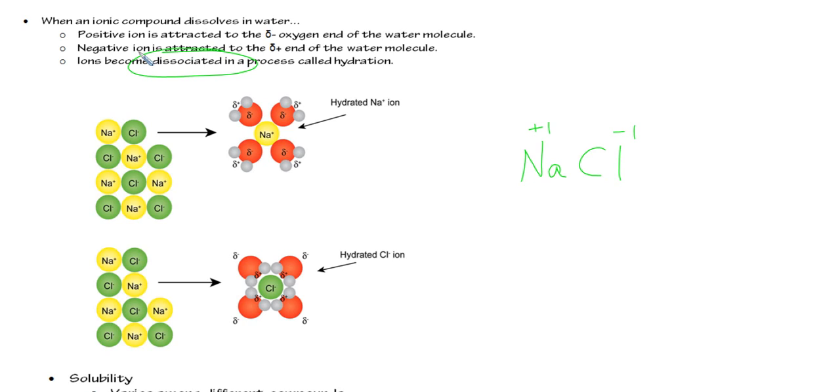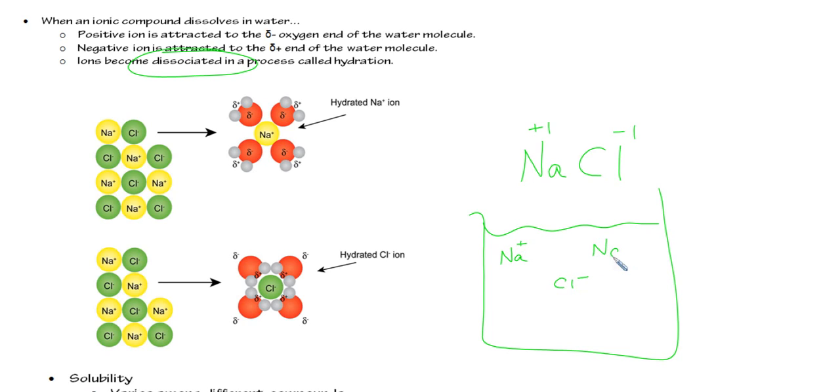The most important word that we should get out of this is right here: dissociation. When an ionic compound dissolves in water, it dissociates into ions. Dissociate just means to split. So if I had a beaker of salt water, it really exists as a bunch of hydrated sodium and chlorine ions. I won't draw the water molecules. Sodium, chlorine, sodium, chlorine. The ions separate from each other.